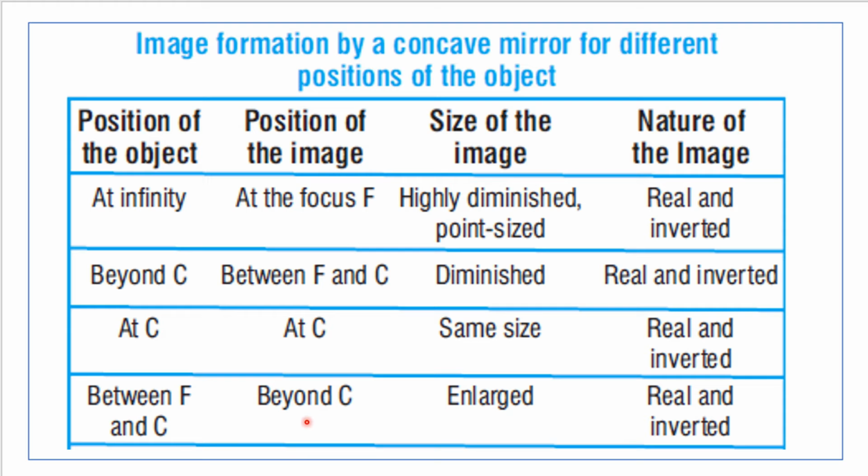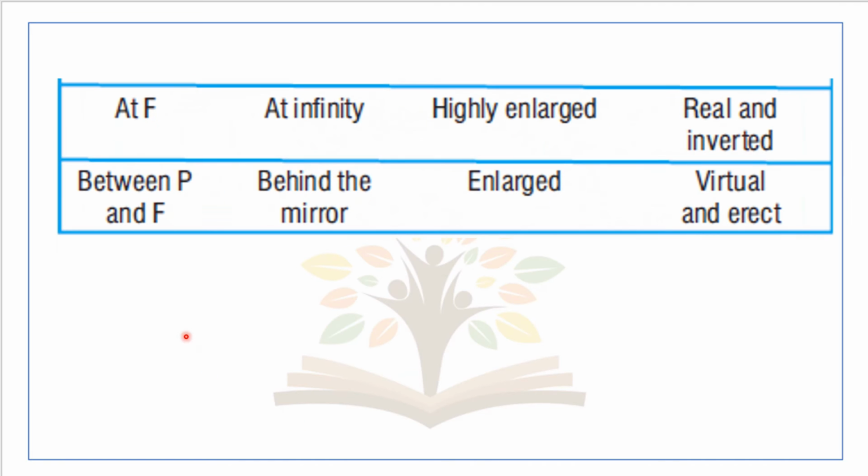Okay. Next, when the object is at F, the image is formed at infinity, and it is highly enlarged. The nature of the image is real and inverted. The last one is between P and F, pole and focus. The image is formed behind the mirror, the image is enlarged, and the image is virtual and erect. Only this is the case.